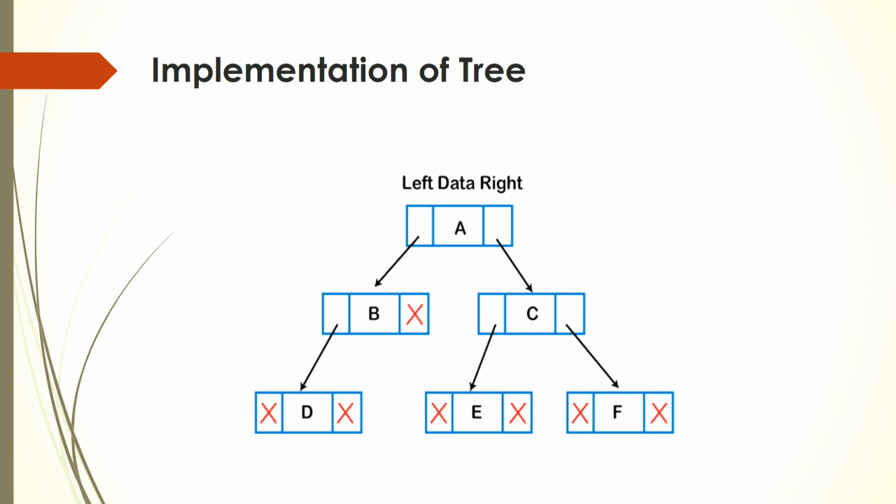In the above structure, the node contains 3 fields. The second field stores the data, the first field stores the address of the left child, and the third field stores the address of the right child, right? So the second field stores the data, the first field shows the address of the left child, and the third field stores the address of the right child, right?